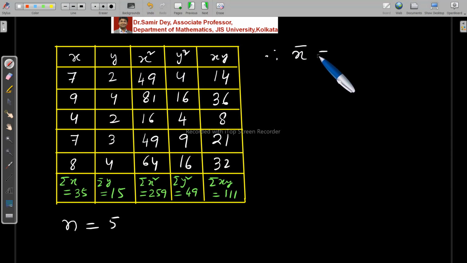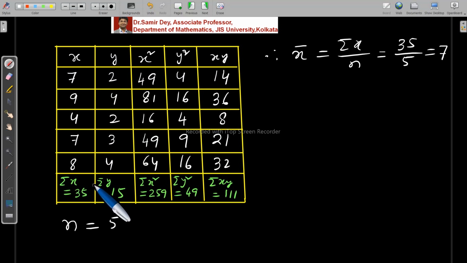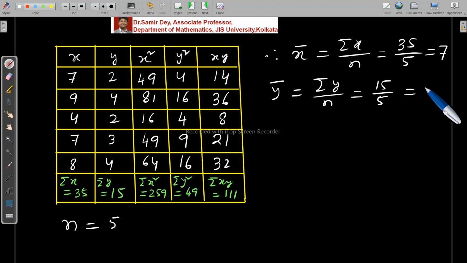What is x bar? X bar is equal to summation x by n. Summation x is 35, so 35 by 5, that is 7. Is it clear? Now what is your y bar? Y bar is equal to summation y by n. Summation y is 15, so 15 by 5, it is coming 3. Okay, and what is your byx? Byx you already know.